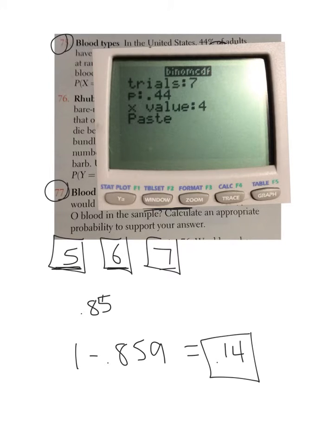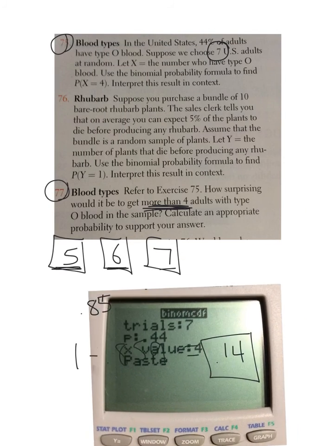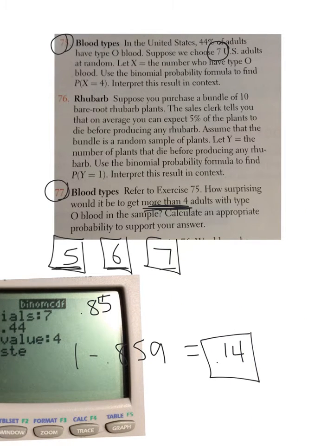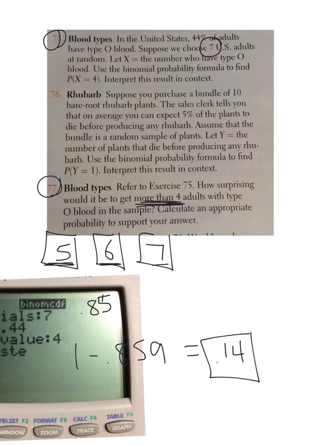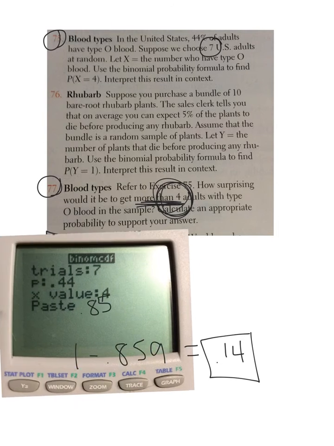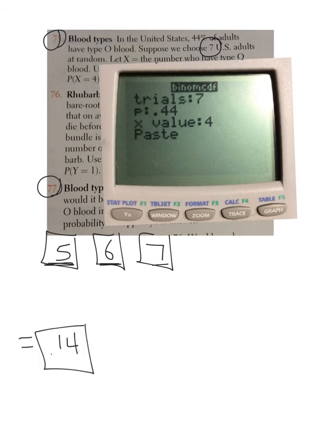So you have about a 14% chance that more than 4 people will have that blood type. Okay, hopefully that's helpful right there.